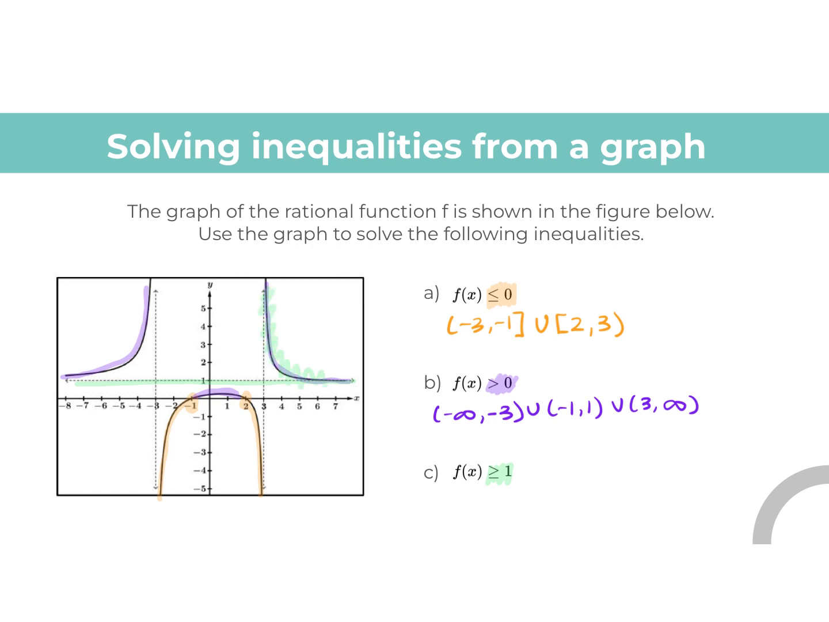Those are going to be the two outside portions on the far left and the far right, which in interval notation would be from -infinity to -3, as well as from 3 to infinity.